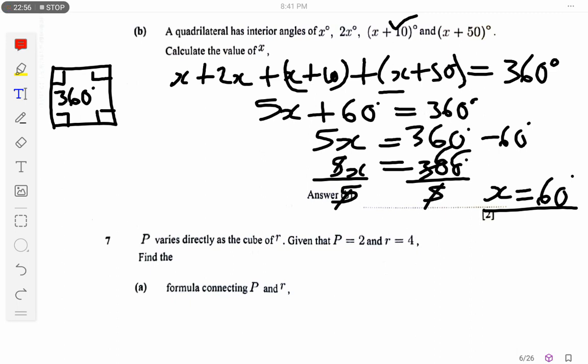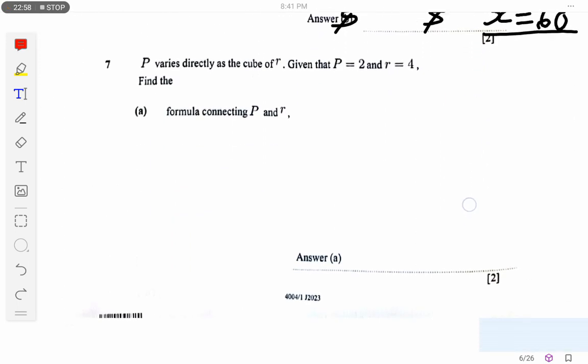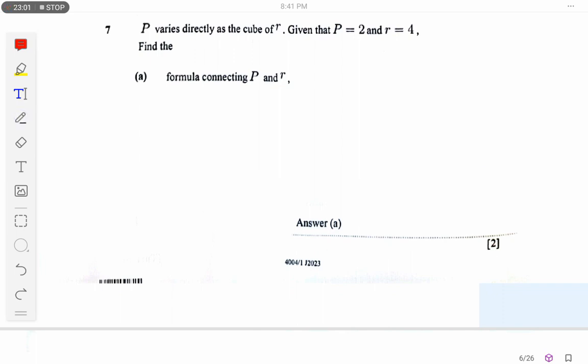Now we want to find, they are saying P varies directly as the cube of R. Cube means 3, square, that's 2. So normally when they want us to find a formula connecting, they can say formula, they can say law, they can say equation. It's one and the same thing. Okay, now let's find that. So we are saying P varies directly as R cubed, like that.